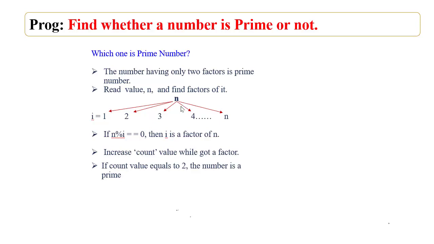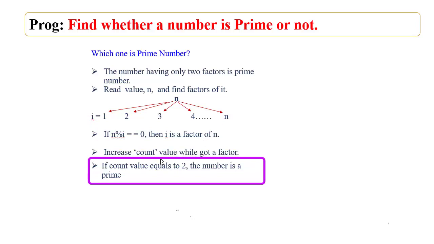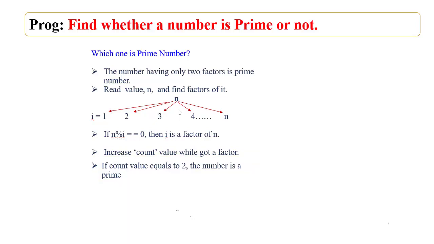When the number n is divisible by any number from 1 to n, then that number is a factor of n. To find the number of factors, whenever we get a factor, we will increment a variable, say count. So after checking for the values 1, 2, 3, 4 up to n, if the count value is only 2, then the number is a prime number. Otherwise, the number is not a prime number.